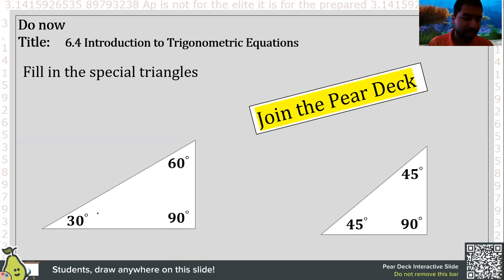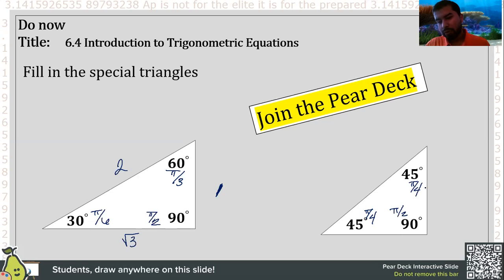One thing to know is that we should still be familiar with our degrees to radians, just like I have here. Pi over 4 is the same thing as 45, and 90 is pi over 2. For 30 degrees, we have the length of 1. For 60 degrees, which is pi over 3, we have square root of 3, and for 90, we have 2. For 45, we have 1, and for 90, we have the square root of 2. Any of these can be found by using the Pythagorean theorem.